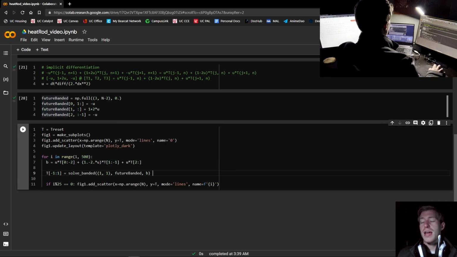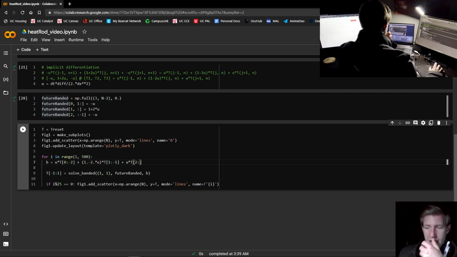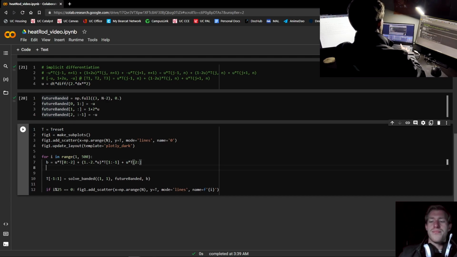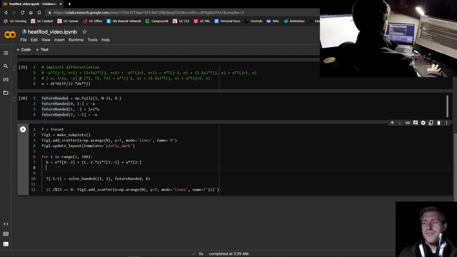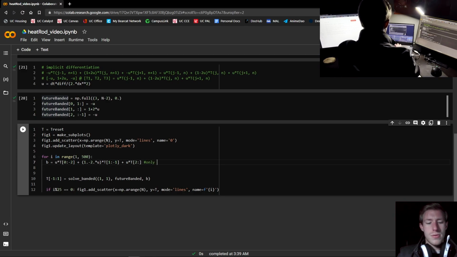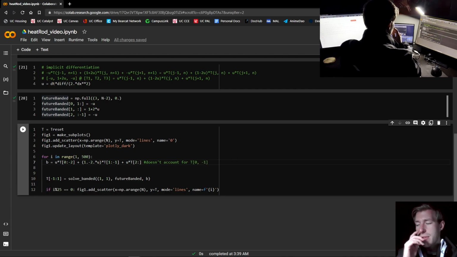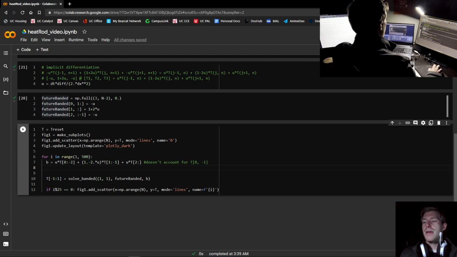So now our solve banded is done actually, but our b is not finished. As I said before, the reason for that is because of the cutoffs of this system. This b doesn't account for t at 0 and -1, right? So those outlier values aren't really modifying the inward set at all.